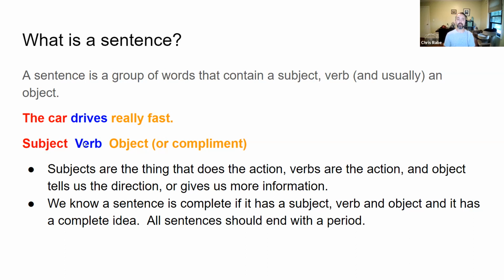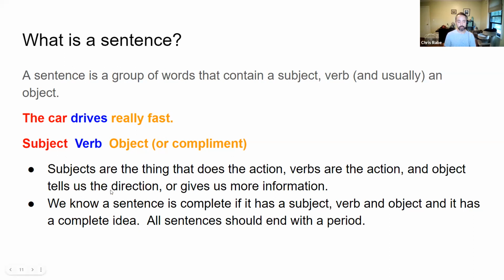Drives is the verb. Verbs are actions, usually. Sometimes there are non-action verbs, like think is maybe not an action, but it's still a verb. But you can see drives is a verb. I think you all know this. We know what a verb is. And then really fast is the object or the complement. The object or the complement describes like the direction or the place the verb is going, or it also describes the verb. In this case, this is sort of like an adverb phrase, and it describes how the car is driving.